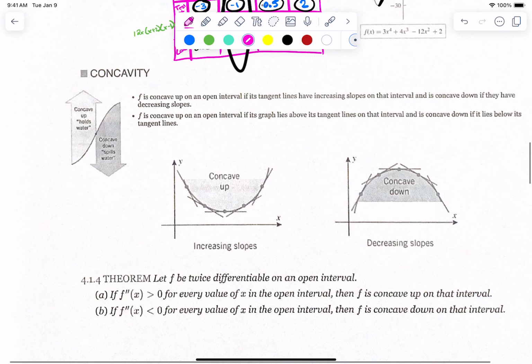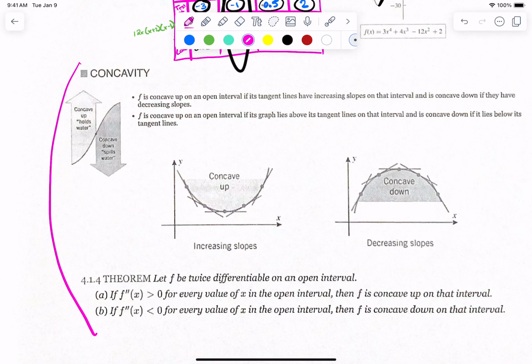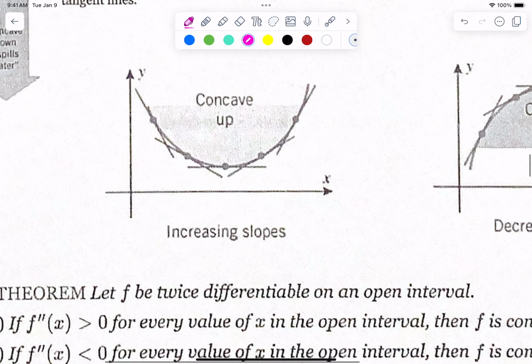I'm not going to get into this, but for concavity, you can look at these diagrams if you want to. When you're talking about concave up, your slopes are increasing. So the derivative of the derivative is increasing if it's concave up, which means your second derivative is positive when it's concave up. The slopes are increasing, so the derivative of the derivative is positive. That means it's concave up.